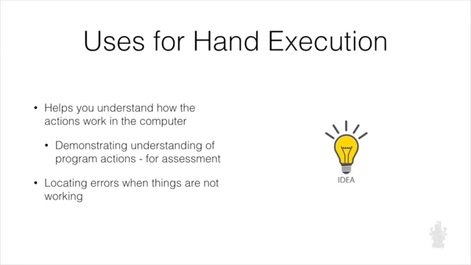And so hand executing gives you a way of going through the code and saying, well, I know I wanted it to do this, but it's doing something else. Why is it doing that something else? And you can look at your code and work out where your errors are. Okay, so now let's get to the process of hand execution.